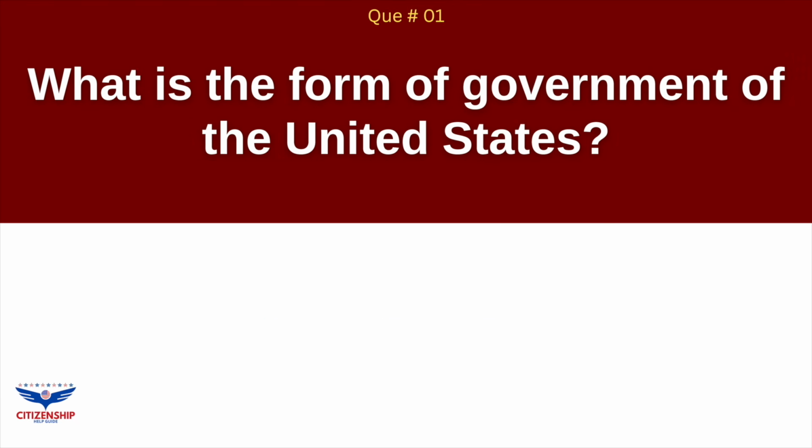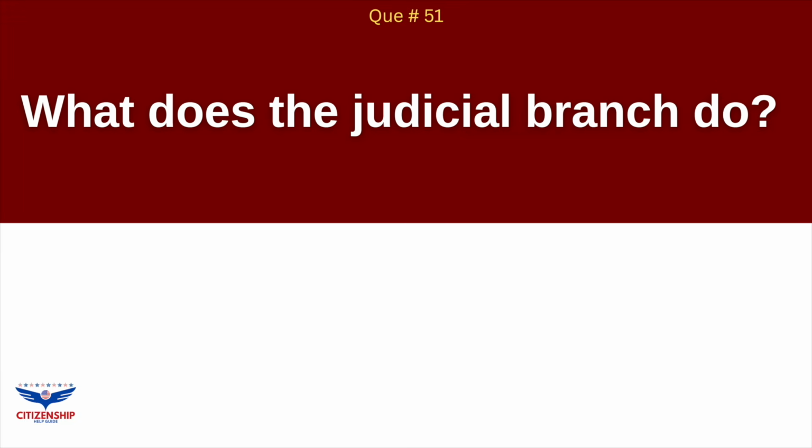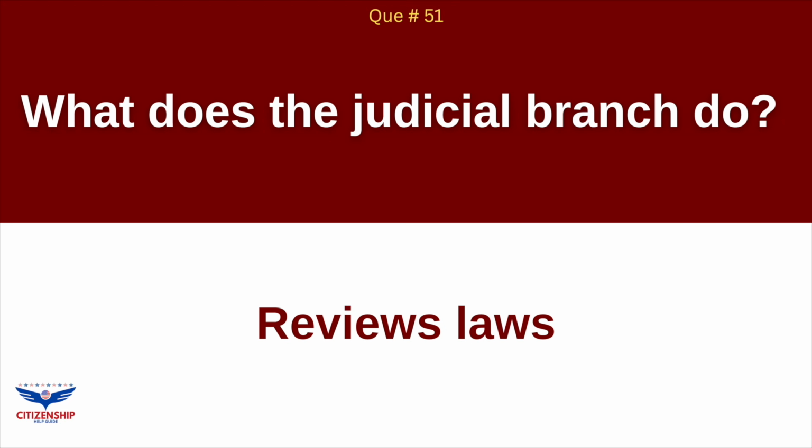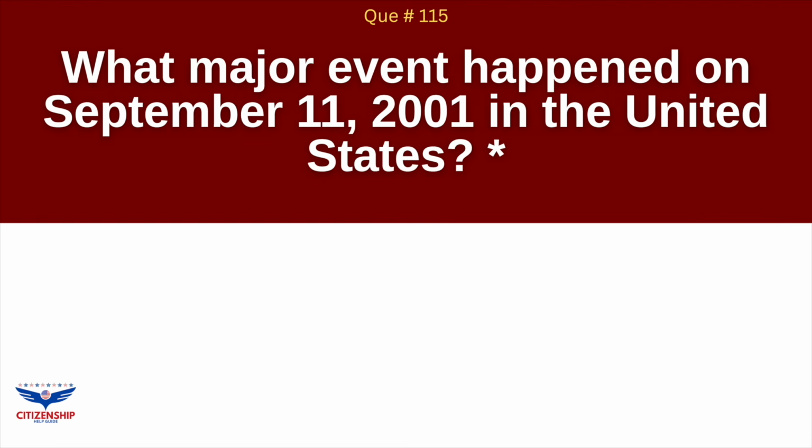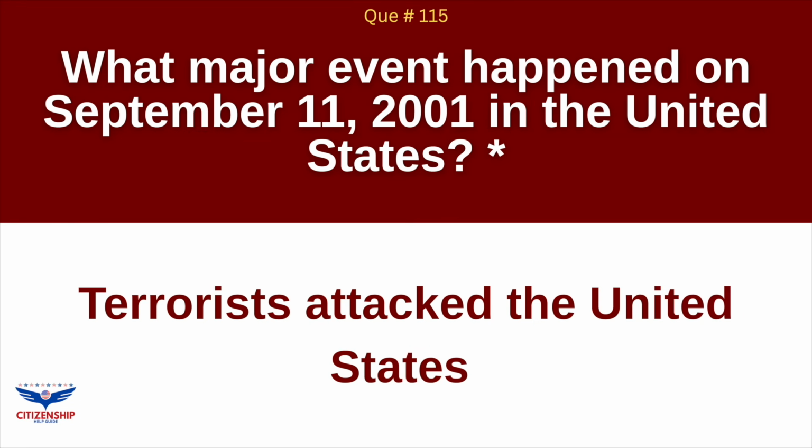What is the form of government of the United States? Republic. What does the judicial branch do? Reviews laws. What major event happened on September 11, 2001, in the United States? Terrorists attacked the United States.